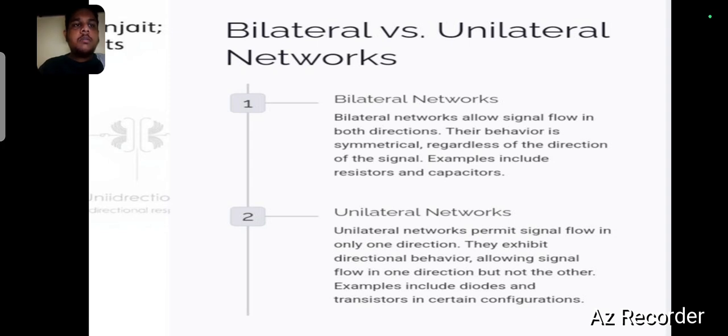Unilateral networks permit signal flow in only one direction. They exhibit directional behavior, allowing signal flow in one direction but not the other. Examples include diodes and transistors in certain configurations.